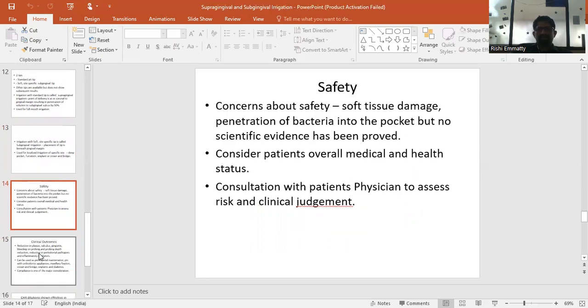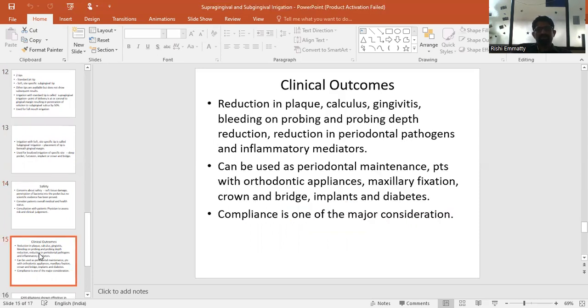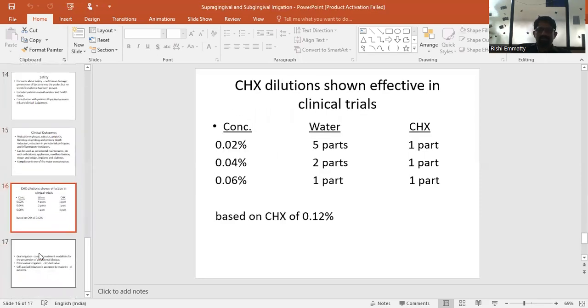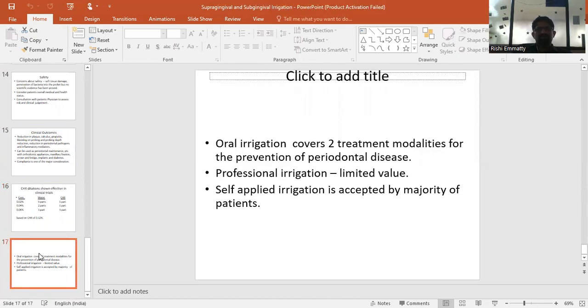There are safety concerns, but not much evidence. If any patient has any apprehension, always consult the patient's physician. The clinical outcomes are reduction in plaque, calculus, gingival inflammation, probing pocket depth, bleeding on probing, and pathogens. It can be used with orthodontic appliances, fixed appliances, crown and bridge, and implants, in all patients. Patient compliance is a major consideration. And the dilutions 0.02, 0.04, 0.06 are based on 0.12% chlorhexidine.